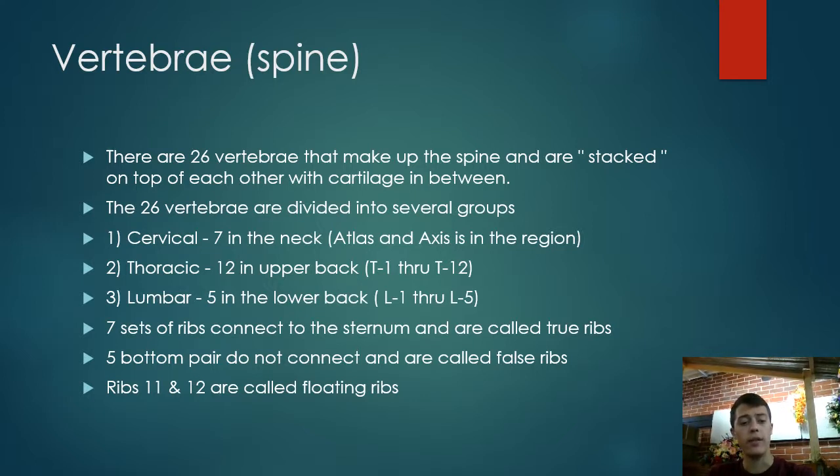Again, there are 7 sets of ribs that connect to the sternum, and those are called the true ribs. The 5 bottom pairs do not connect to the sternum, and those are called false ribs. And as I mentioned previously, ribs number 11 and number 12 are called floating ribs.